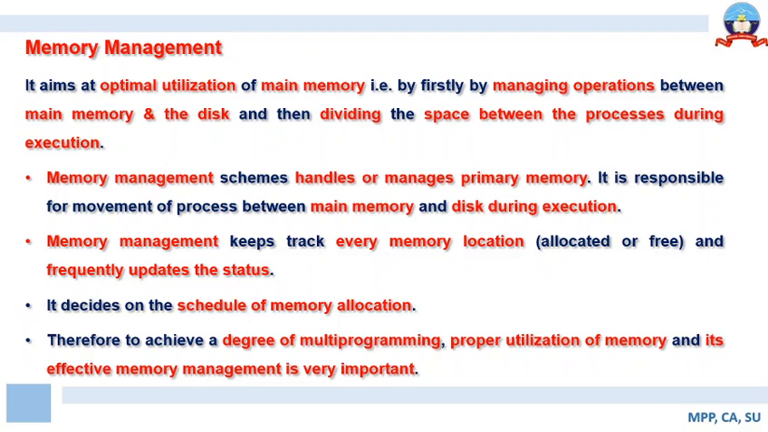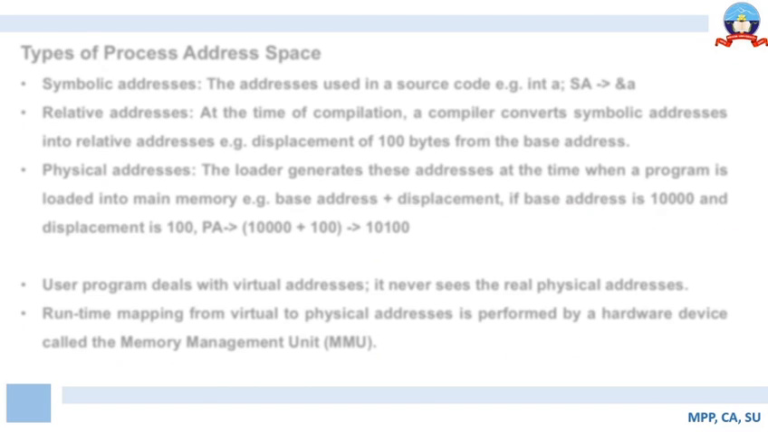So therefore, to achieve a degree of multiprogramming, proper utilization of memory and its effective memory management is very important. So this is what we have discussed in the previous slide as well. In order to increase the throughput of a given computer system, or to improve the degree of multiprogramming, proper utilization of memory and its effective memory management is very important. So memory management's objective is to efficiently manage migration of processes between main memory and the secondary memory, and efficiently divide the memory space amidst the various processes in the computer system. So these are the two important objectives of the memory management scheme.